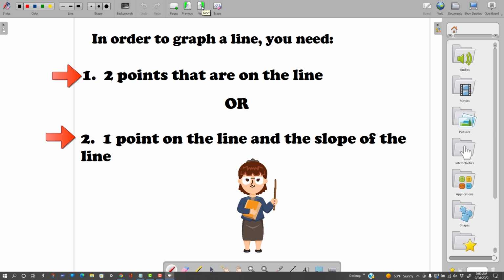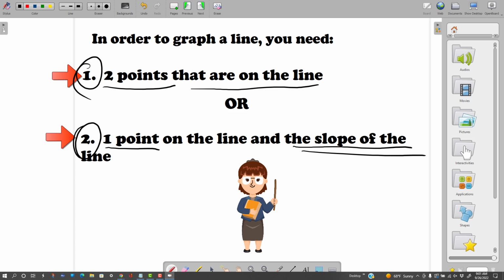In order to graph a line, there are two possibilities. One possibility is to have 2 points that are on that line, plot those points, and then draw the line through those points. Another way is to have 1 point, some sort of starting point. That could be a point that's been given to you, or it could be the Y-intercept or the X-intercept, and then you're also given the slope of the line. So, 2 methods here that we can use for graphing a line.